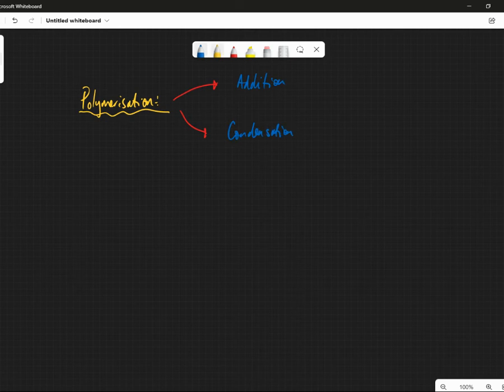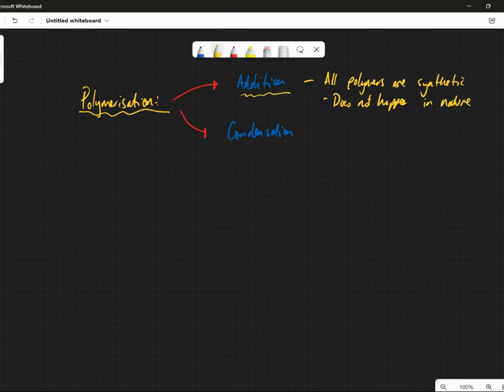All right, so the first one, addition. This one is all polymers formed by addition, all of them are synthetic. This one does not occur in nature. Okay, all addition polymers are synthetic. Condensation, well, some of them can be synthetic and some of them can be natural. But all addition polymers, all of them are synthetic. I hope we're okay with that.